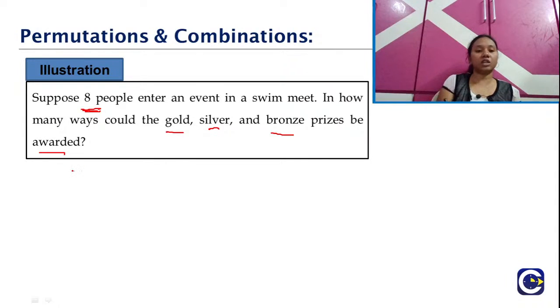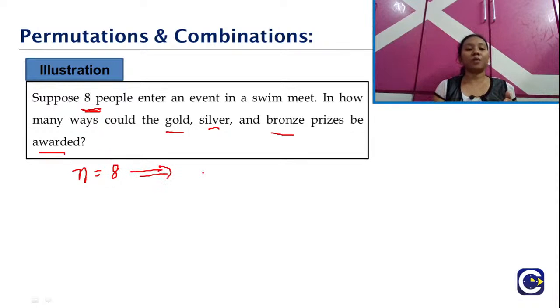So here the n, that is the total number of people, will be 8, and here they are talking about how many ways they could get the gold, silver and the bronze prizes. So how many people can get a gold medal? Only one. Similarly a silver medal, one. Similarly a bronze medal, one, which means among these 8 people 3 can be awarded with the prizes. That means one can be awarded the gold prize, one the silver prize and the other the bronze prize. Right, which means amongst the total 8 people, only 3 people will be awarded prizes.